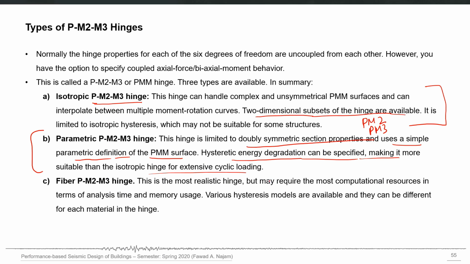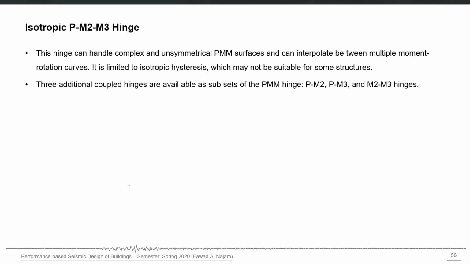And currently you are also familiar with the fiber PM2 M3 hinge. This is also an option that we have covered for columns and shear walls already. Basically for columns we have used this fiber PM2 M3 hinge. For the isotropic one, we know that it can handle very complex and unsymmetrical PMM surfaces also. We have seen that we can give our own PMM surface, and we can give our own levels of angles and levels of axial forces at different M theta curves for each angle or each axial level. So this is the most complex case.